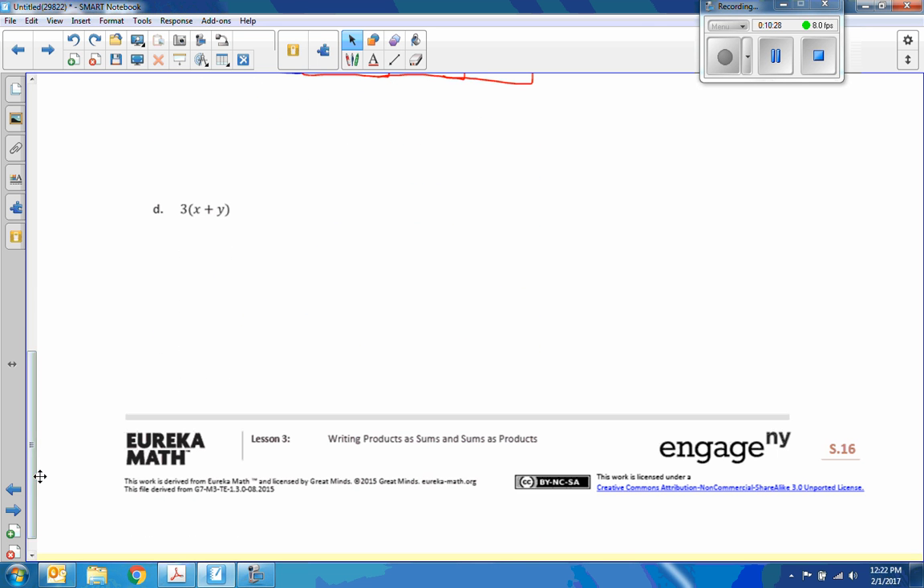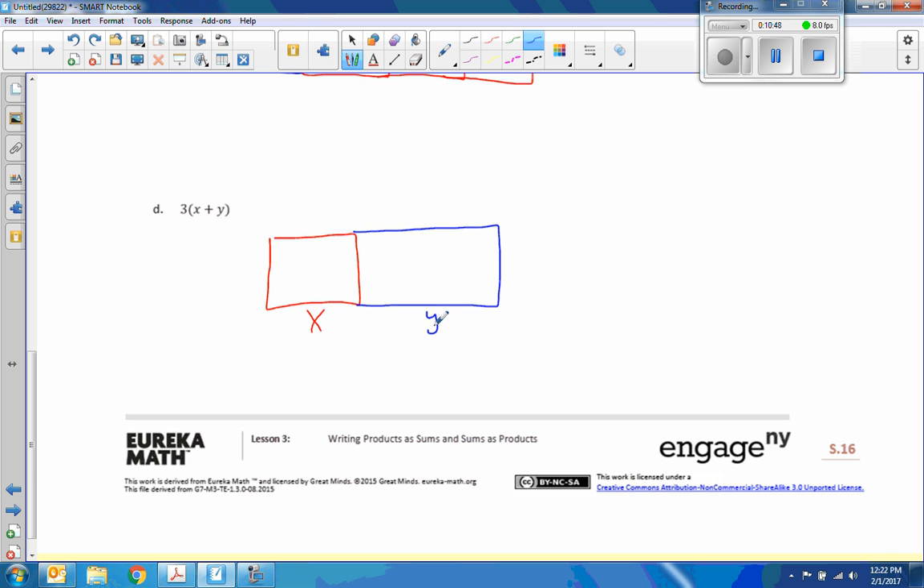Okay. And then finally 3 times the quantity x plus y. This one's a little bit different. So this one I can just make one rectangle instead of breaking it all up into pieces and call that x, and then make another rectangle, different sized, make the y larger. There's y, so there's x, there's y, and the number out in front is your height, so we're doing area. So 3 times x is 3x, 3 times y is 3y. So that would be the quantity 3x plus 3y.